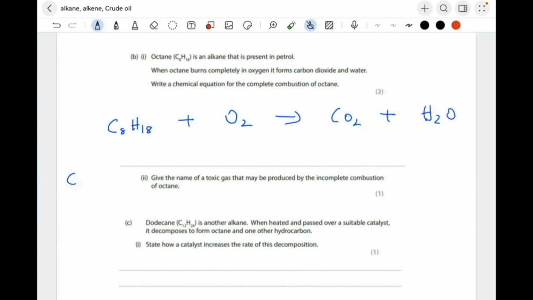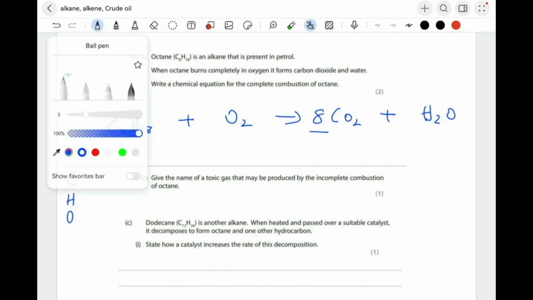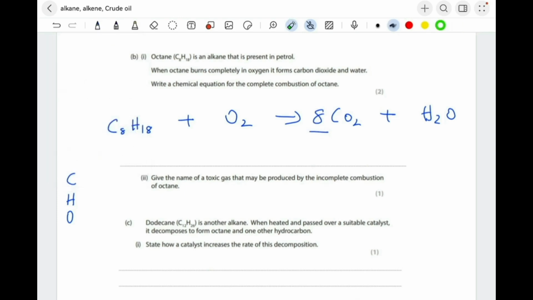To balance this reaction, start balancing from carbon, hydrogen and oxygen. So here we have 8 carbon, so I'll put 8 in front of CO2. And then we have 18 hydrogen, so we need to put 9 in front of water. Now how many oxygens do we have? 8 times 2, which is 16, plus 9 times 1, which is 9, which is 25. So we have 25 oxygens on the right side. We need to make half of this, which is 12.5.